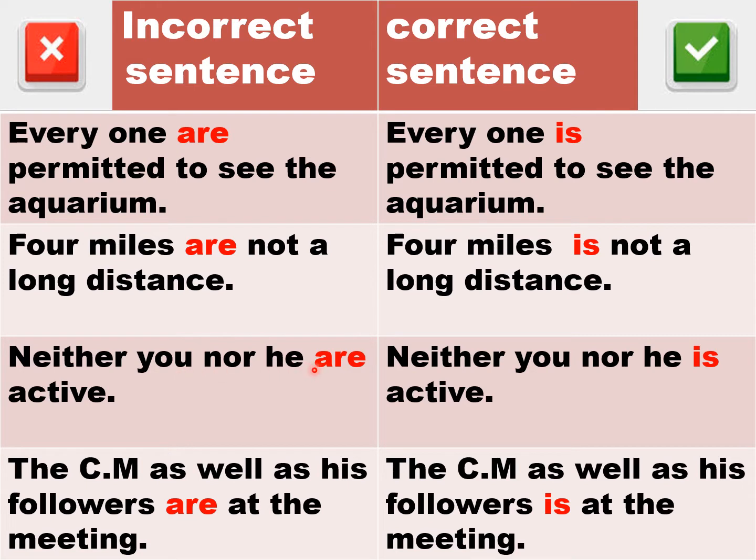Neither you nor he are active. The same principle as we saw earlier. You and he are singular, so a singular verb must be used. When we use neither nor, the verb will agree with the subject nearer to it. He is singular, so we must use a singular verb. The CM as well as his followers are at the meeting. When we see this phrase as well as, the verb should agree with the first subject is a rule. The CM is singular, so we must use a singular verb.